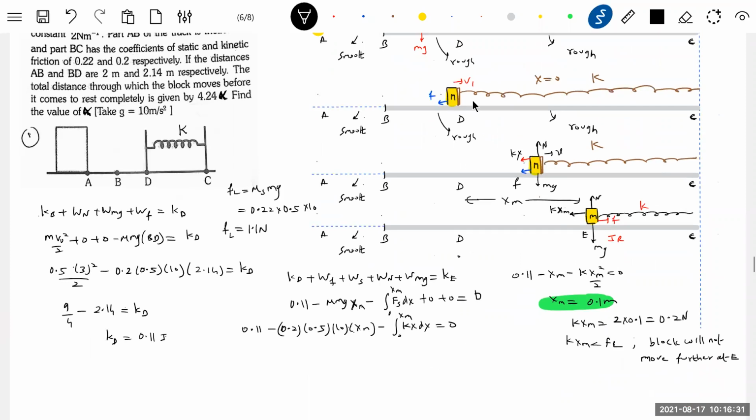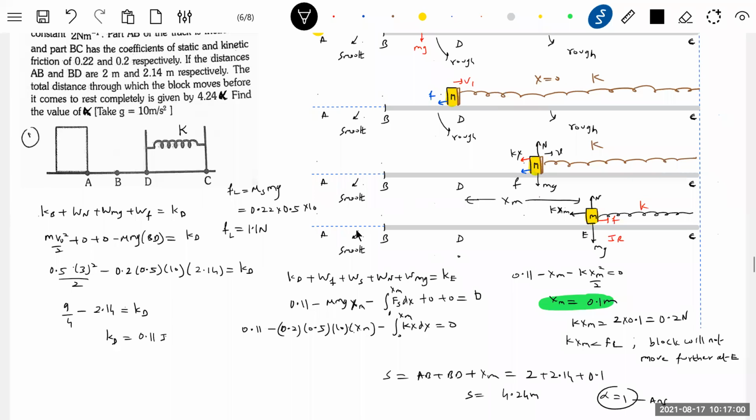So what is the total distance it has covered? AB plus BD plus xm. AB is how much? 2.14. What is xm? 0.1. So this will be 2.24 meter. So what is the value of alpha? Alpha should be 1.